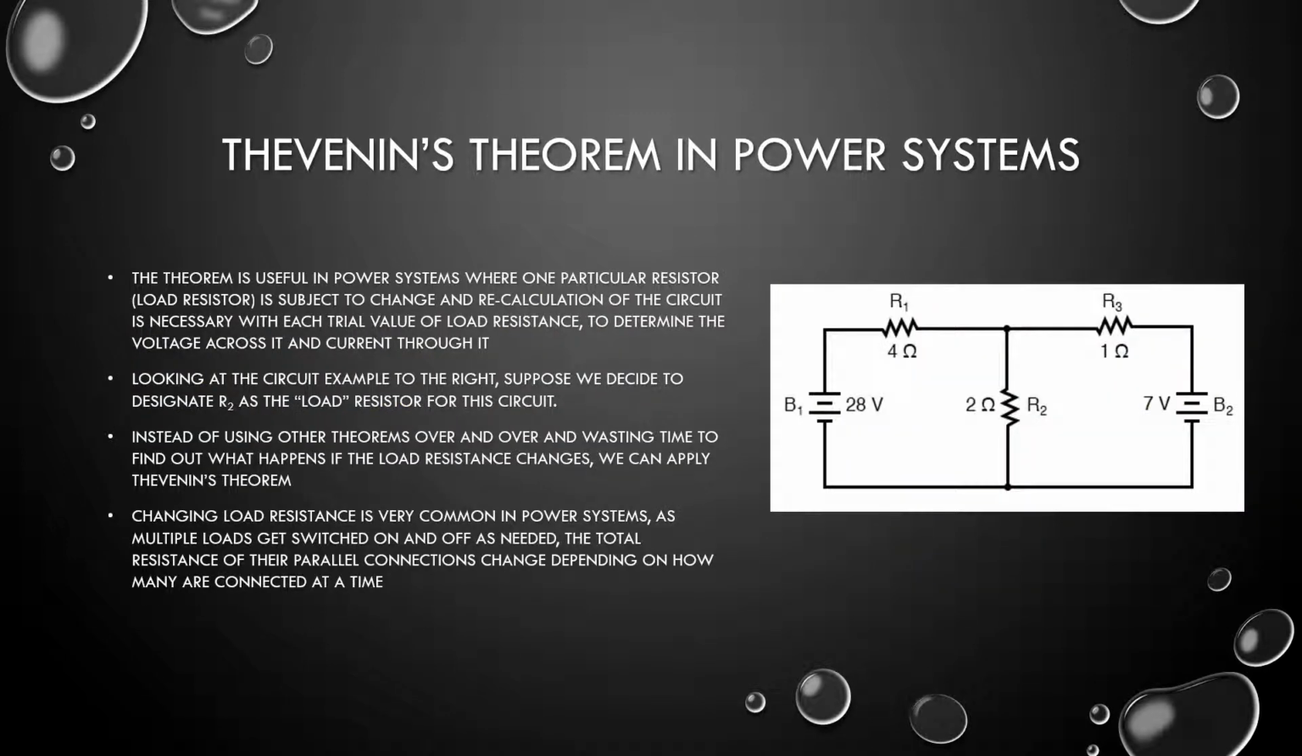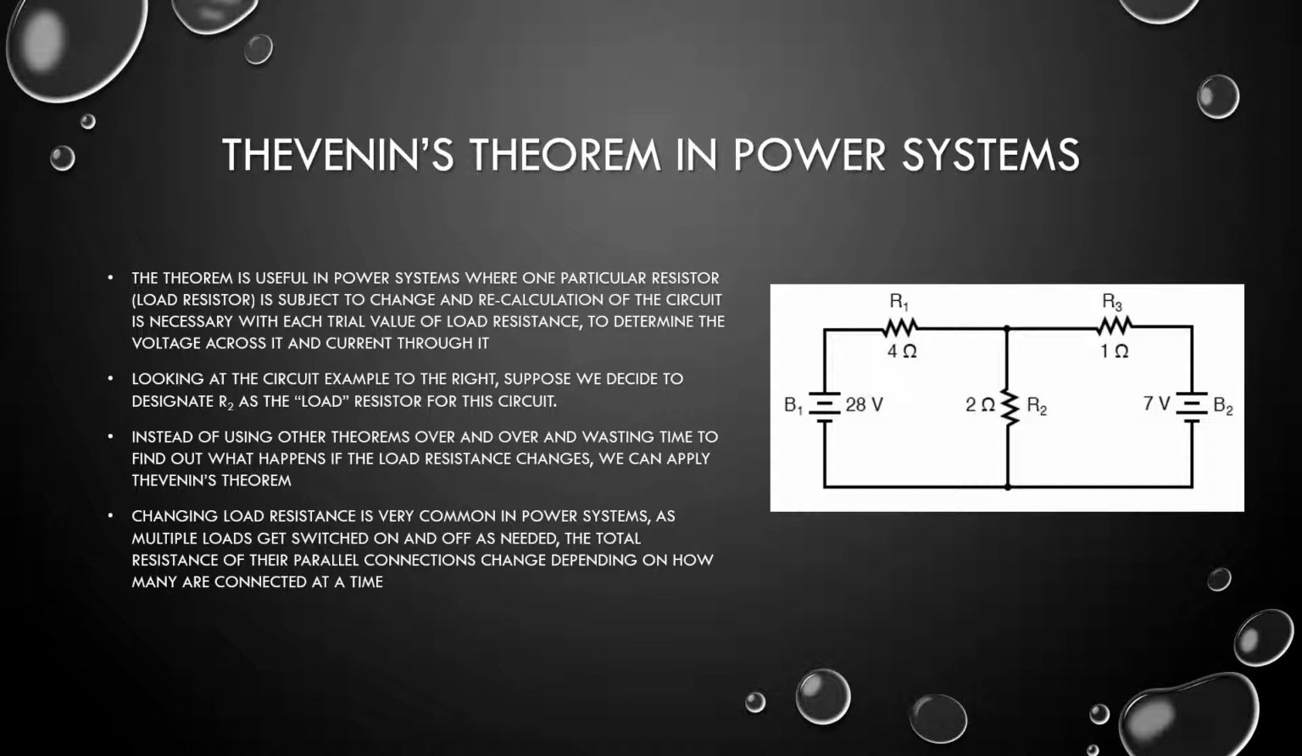Thevenin's theorem in power systems. The theorem is useful in power systems where one particular resistor, known as the load resistor, is subject to change and recalculation of the circuit is necessary with each trial value of load resistance to determine the voltage across it and current through it. Now looking at the circuit example to the right, suppose we decide to designate R2 as the load resistor for this circuit.